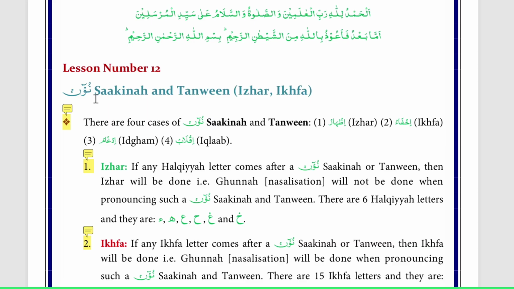And you know very well what is Noon Sakina and what is Tanween. If jazm comes on noon, then noon will be converted into Noon Sakina, and double zabar, double zair and double pesh are called Tanween.